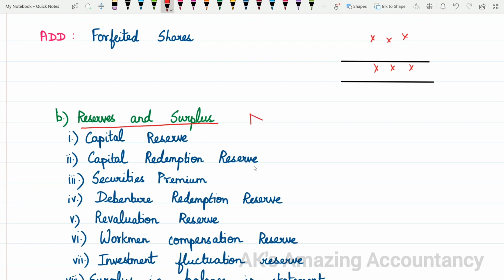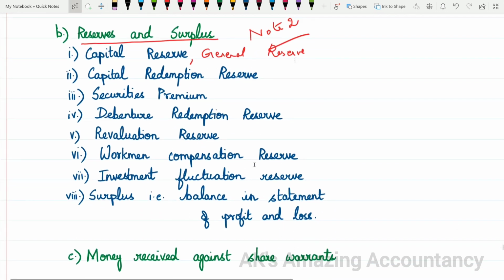So usually this reserves and surplus will be recorded as note 2 in the balance sheet. Under reserves and surplus, these are some of the items which will come. Capital reserve will be there, sometimes it will be given. Then you will be having general reserve in most of the problems. General reserve will come. Then capital redemption reserve, securities premium, debenture redemption reserve, revaluation reserve, workman compensation reserve, then investment fluctuation reserve. Actually, I've just given you all possible reserves which are likely to come. It's not that all this will come in all the problems, okay?